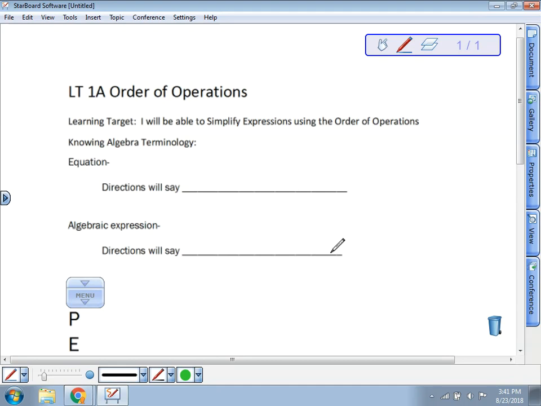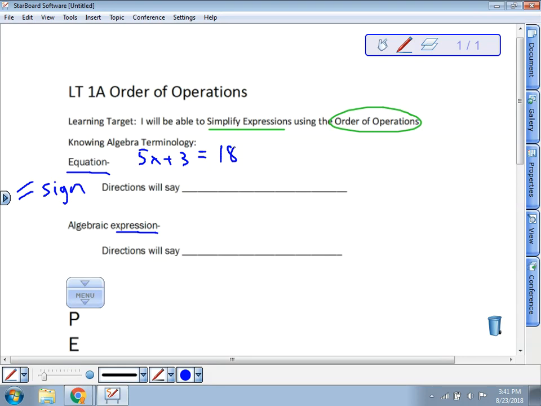All right, in this lesson, we're hoping to be able to simplify expressions using, there's that phrase, order of operations. So some basic terminology before we get started: the difference between an equation and an expression. An equation has an equal sign. An example would be 5x plus 3 equals 18. That is an equation. Whereas an expression does not have the equal sign. So 5x plus 3 is an example of an expression.